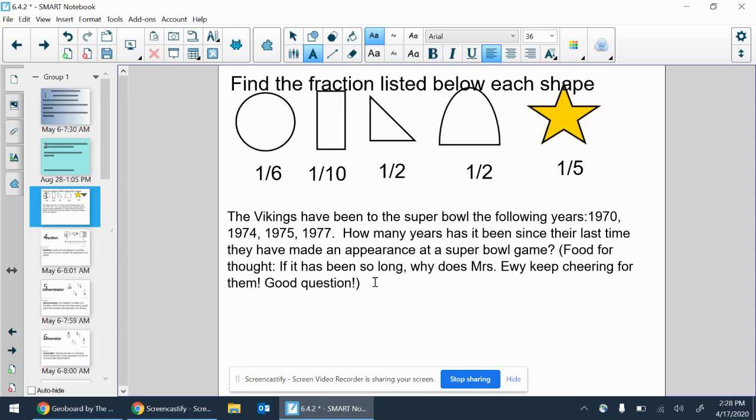So pause the video, solve these problems, and then click play when you are ready for the lesson.